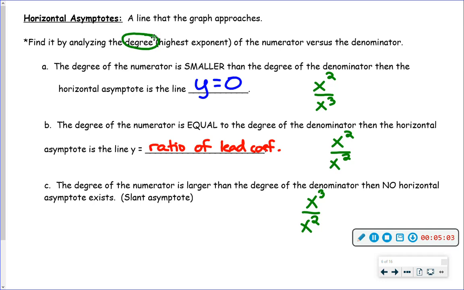Now, the third possibility, which we're going to save for the end. I will do it, but we're going to do it at the end. Let's say the degree of the top is bigger than the bottom. Then it kicks you into a slant, a diagonal asymptote. That's different. We're going to hit that at the end, but I just wanted to address what does happen when the top degree is bigger.